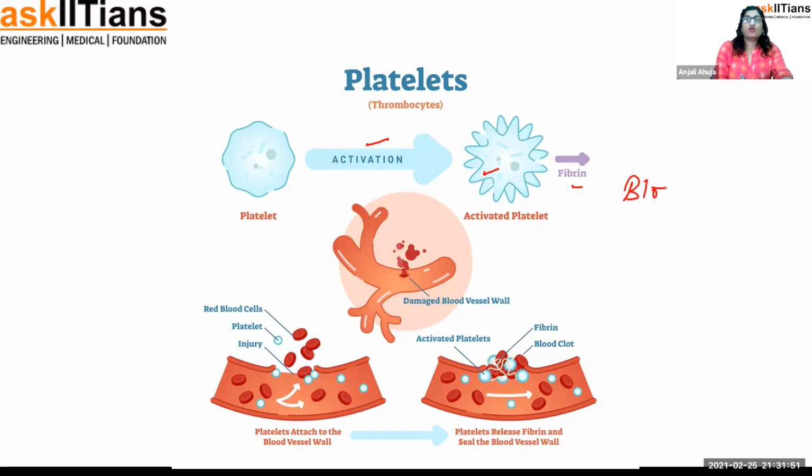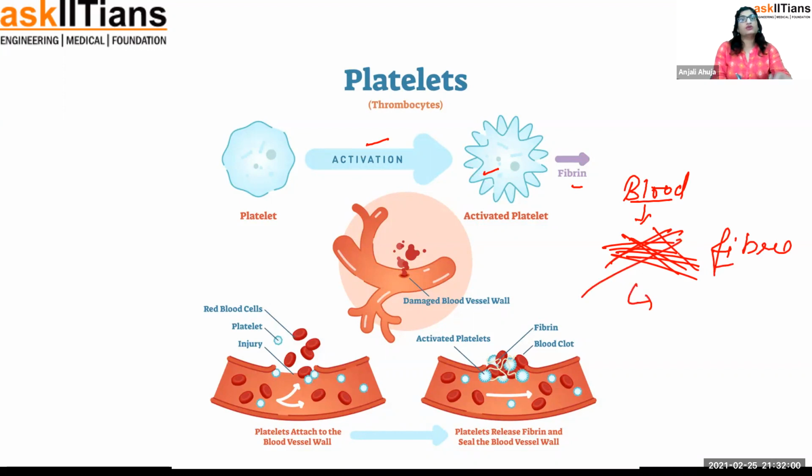How is blood clotting? Blood will clot by forming thread-like structures, which are known as fiber structures. A lot of fibers will come, they will form the clot, and that is what we call a clot. A blood clot means all the fibers together, and those fibers are formed with the help of fibrin, and thrombin is also coming in the way.